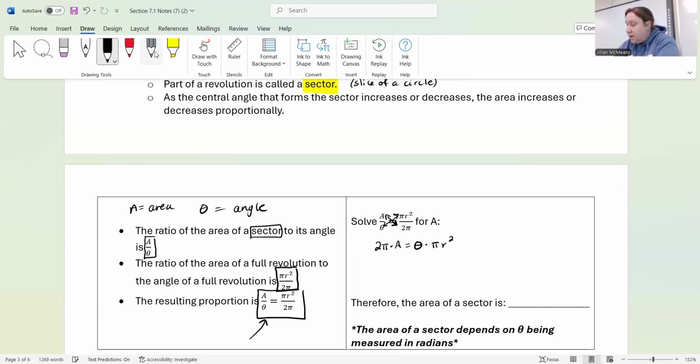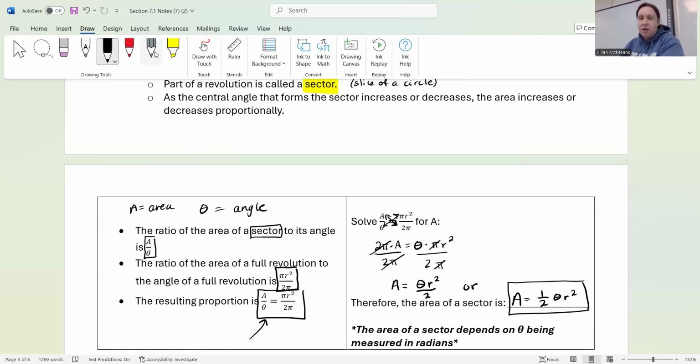We can divide both sides by 2 pi, and that gets A by itself. Our goal is to solve for A, so we want A alone. On the left, 2 pi divided by 2 pi is 1, so I'm left with A. On the right, pi divided by pi is 1, so that leaves me with theta times the radius squared over 2, or area equals 1/2 theta times r squared. They're the same thing, but a lot of times you'll see this version that I outlined in your book and in Pearson. One thing you have to understand is that when you're dealing with the area of a sector, we are very specifically talking about radians.